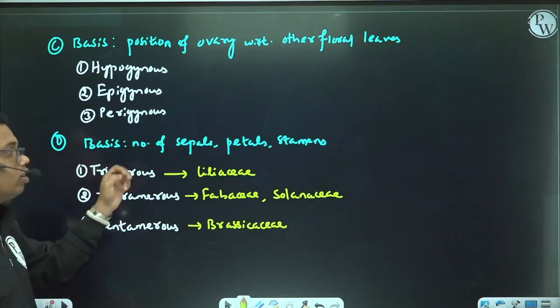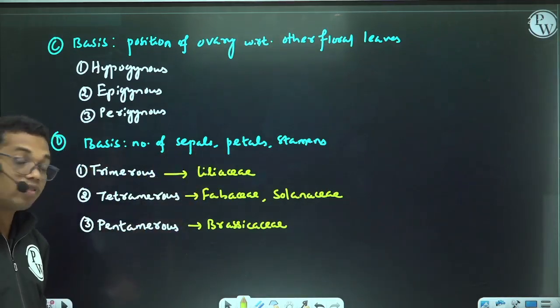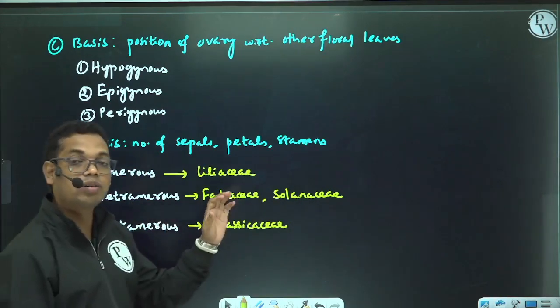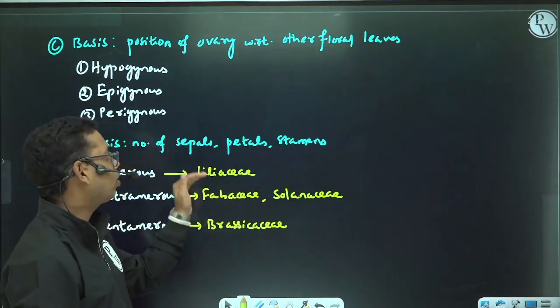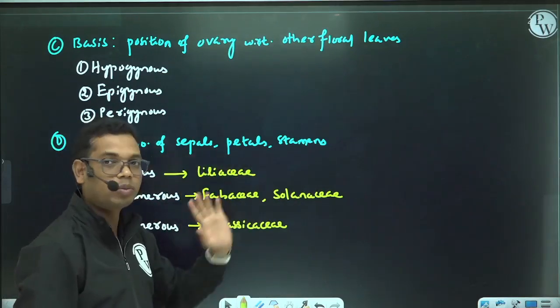Okay, and based on the number of sepals, petals, and stamens, we can classify the flower as trimerous, tetramerous, or pentamerous. Here we do not consider the number of carpels. We consider the number of sepals, petals, and stamens, or we can consider the number of tepals and stamens.